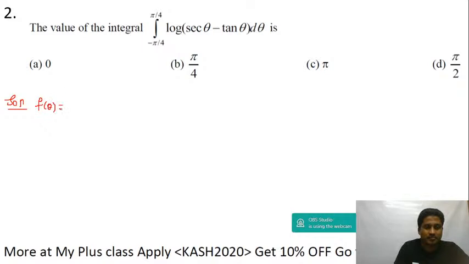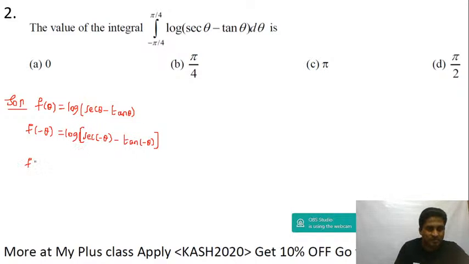So function f of theta will be equal to log of sec theta minus tan theta. F of minus theta will be equal to log of sec of minus theta minus tan of minus theta. Now this can be written as f of minus theta equal to log of sec theta, since sec of minus theta is sec theta, and tan of minus theta is equal to minus tan theta, so plus tan theta.